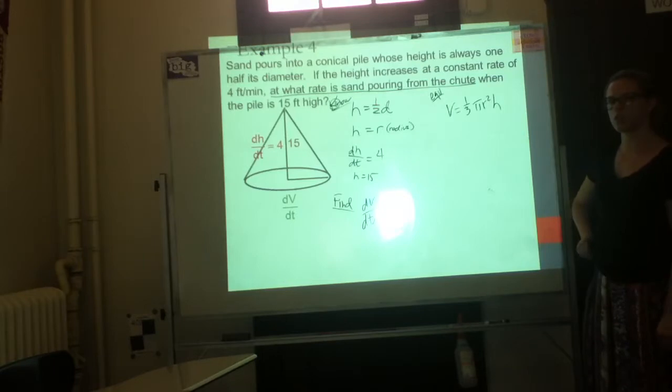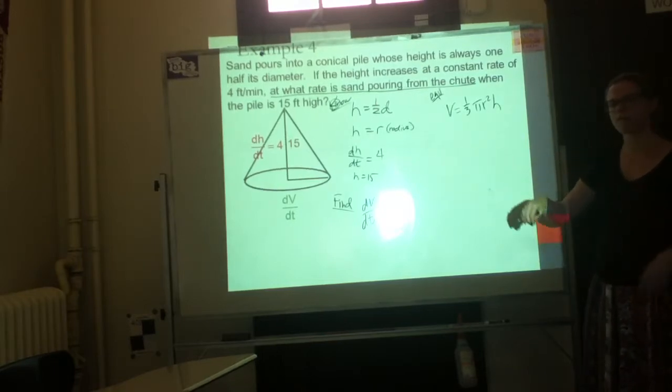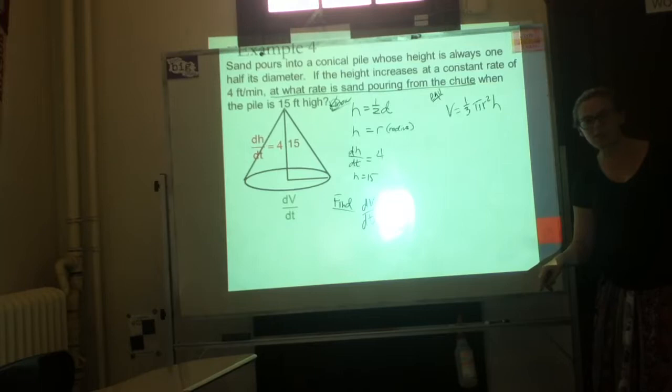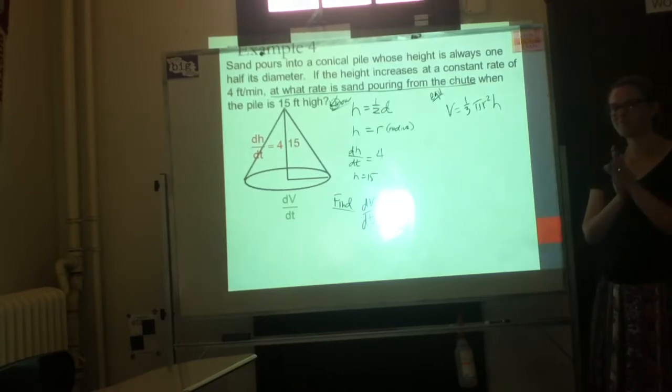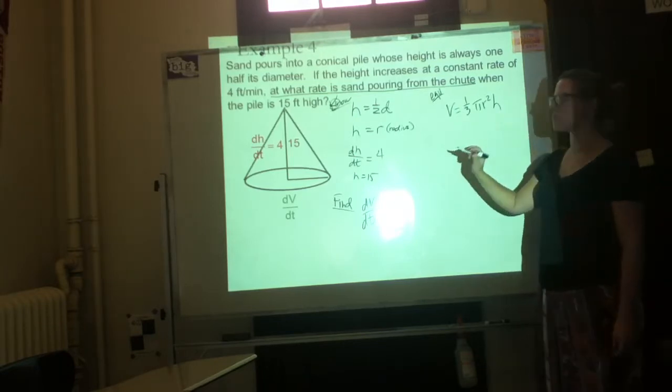Sand pouring is a change in volume. But see how I use my relating equation to go back and come up with my variable? Alright, so now to take the derivative of this, I need to use a special rule. What's my special rule? The product rule. Yeah, in case you didn't think this was complicated enough.